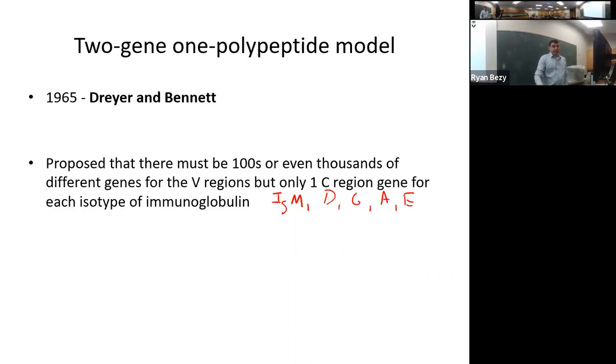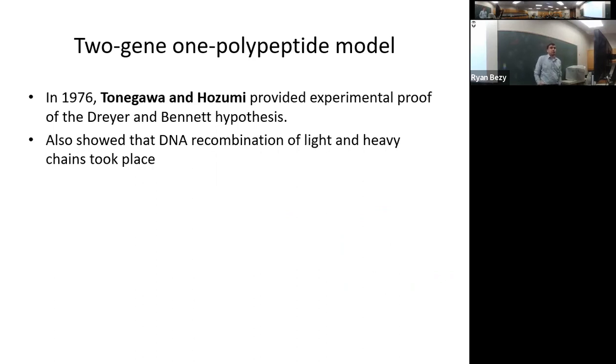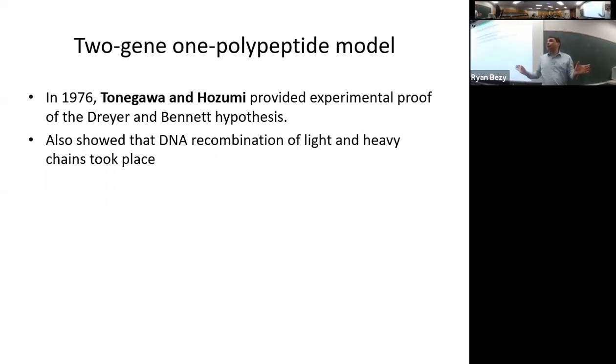And then in 76, a group of Japanese researchers, Tonegawa and Hozumi, provided actual experimental proof of that. And they showed that there was a large number of genes that could create the variation, but also that there was DNA recombination. The DNA was being cut and restitched together at these antibody genes of the variable domain of the light and the heavy chain.